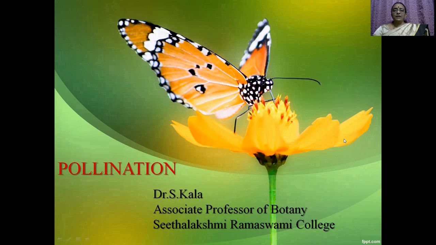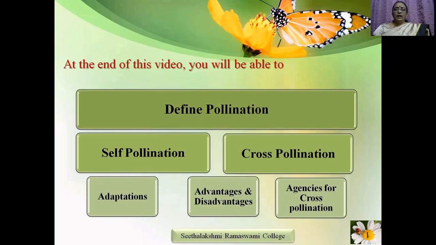Pollination is the first step in the seed making process. We will now learn about the process of pollination in this video. At the end of this video, we will be able to define pollination, distinguish the types of pollination, namely self-pollination and cross-pollination, and we will also understand the adaptation of both the types and enumerate the advantages and disadvantages of self-pollination and cross-pollination. You will also understand the different agencies for cross-pollination.